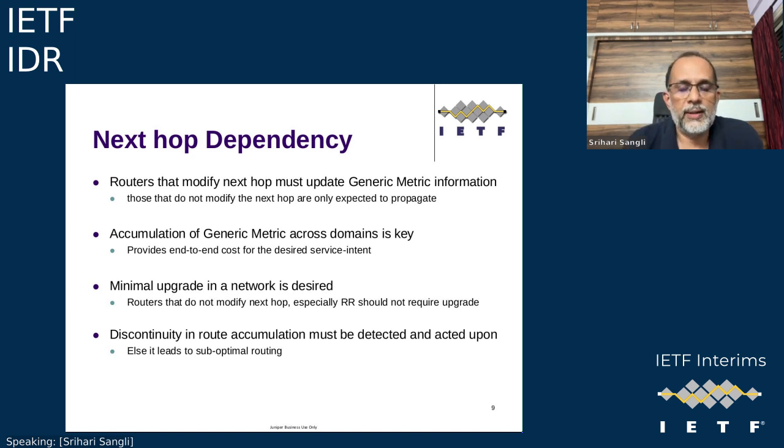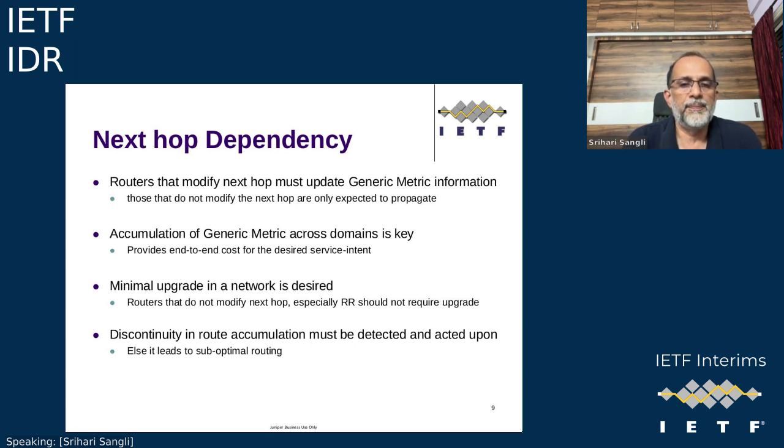Okay, so those are the sections that cover the recap of all the solution that has been captured in the document. For this discussion, I've got a couple of slides, and I'm open to any questions or comments people may have. Some thoughts about the generic metric extensions and the dependency on the next hop, or the router that is modifying the next hop.